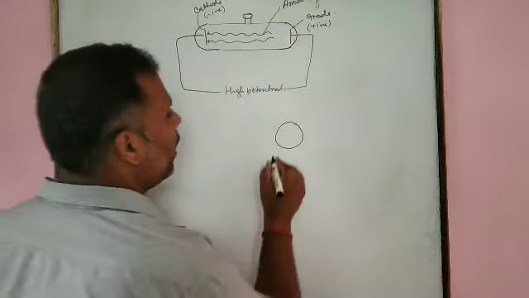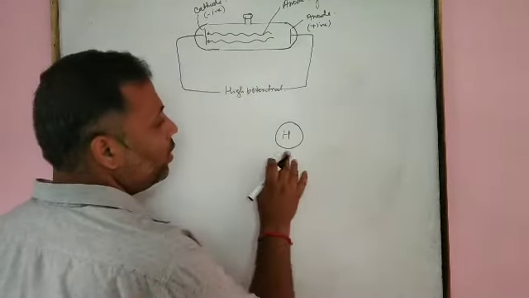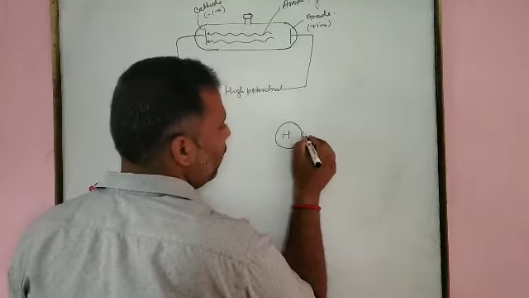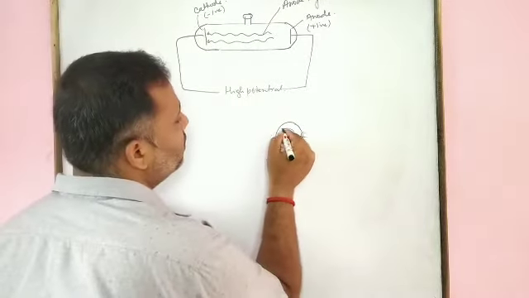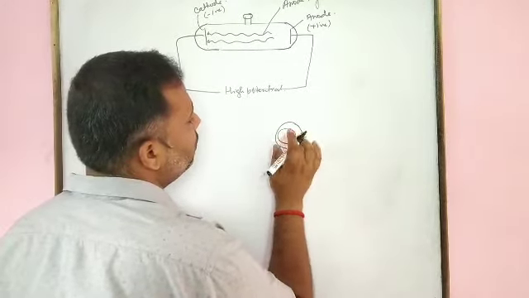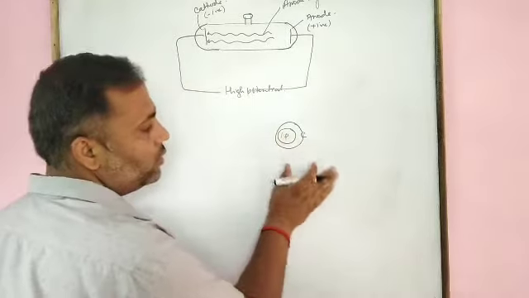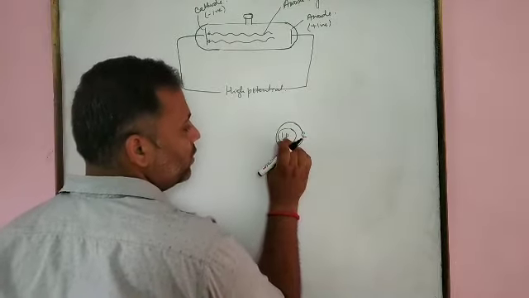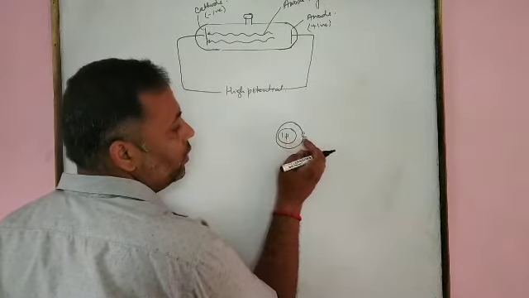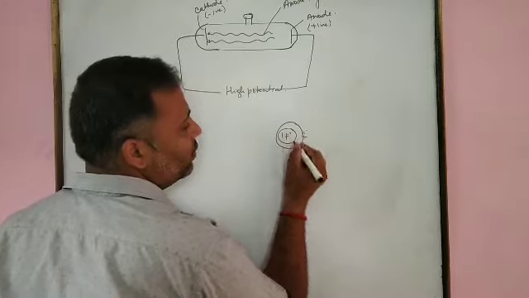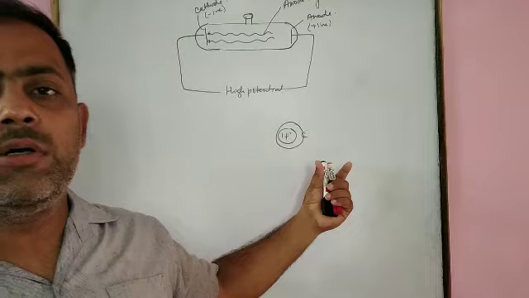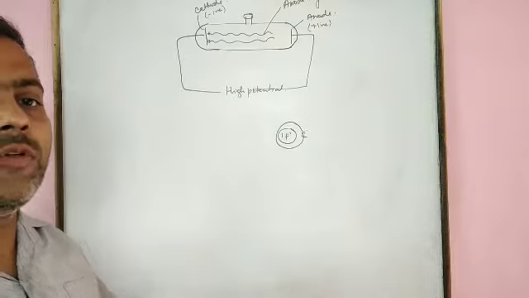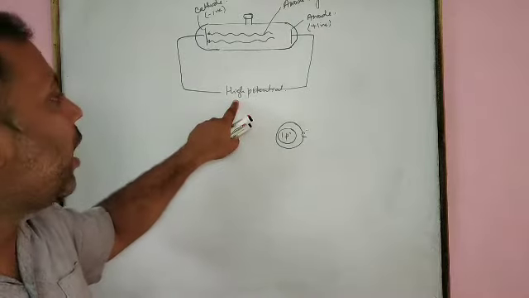Suppose we have hydrogen. In that case, what will happen? Hydrogen contains one electron, and its nucleus contains one proton. The electron is attached to the nucleus by a force of attraction, because the electron is negatively charged and the proton is positively charged. It means they have a strong force of attraction. In order to break this force of attraction, we should have a high potential.